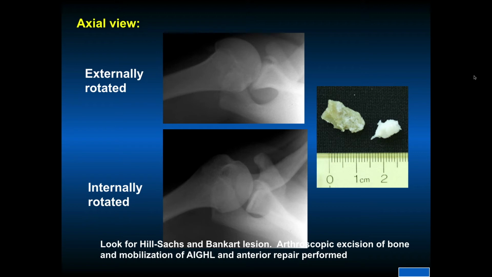The axial view can be done in several different ways. This is a view on the top with the arm externally rotated, and the view on the bottom is the arm internally rotated. The internal rotation view may show a little bit better the Hill-Sachs lesion, but you also want to look for that Bankart lesion out in the front.